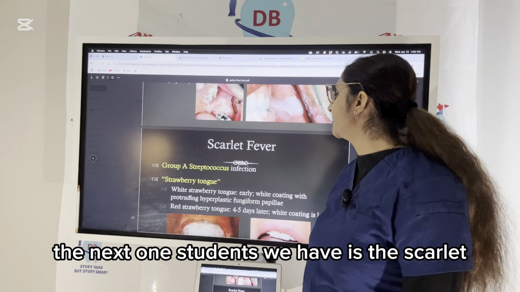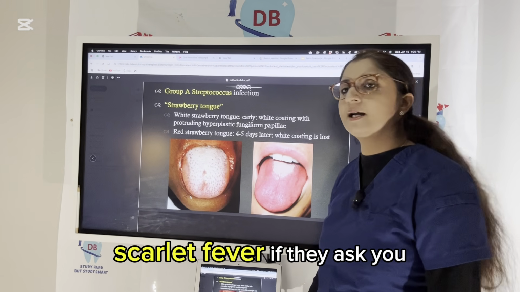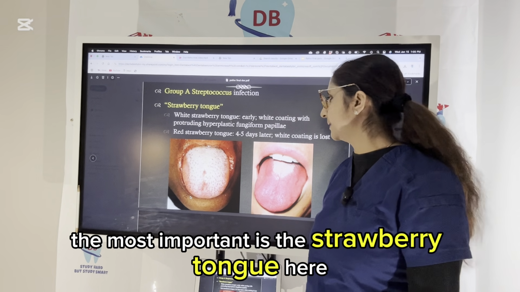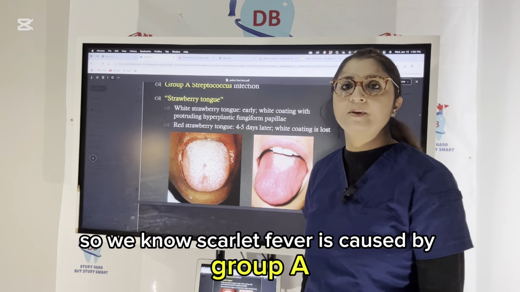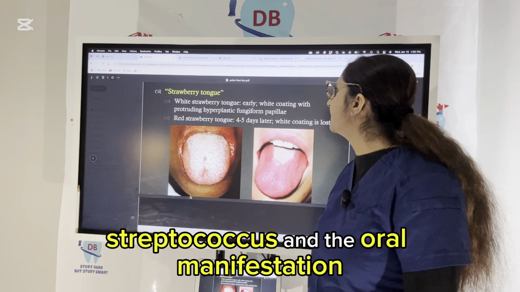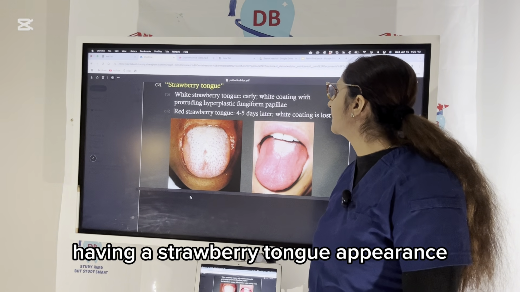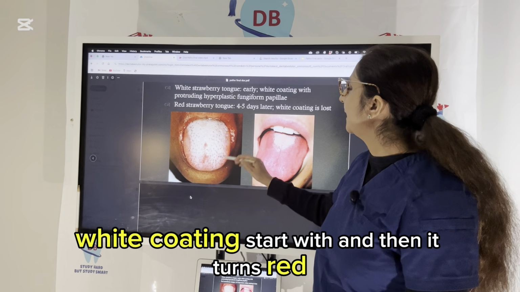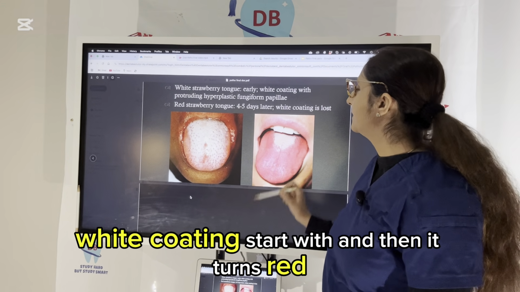The next one, students, we have is scarlet fever. If they ask you, the most important is the strawberry tongue here. So we know scarlet fever is caused by group A streptococci and the oral manifestation is a strawberry tongue appearance. So you can see hyperplastic fungiform papillae here, a white coating to start with, and then it turns red.